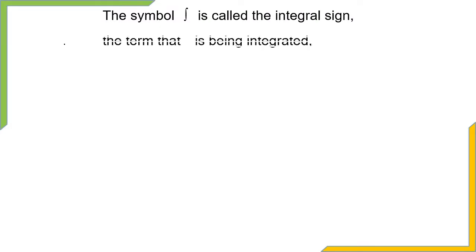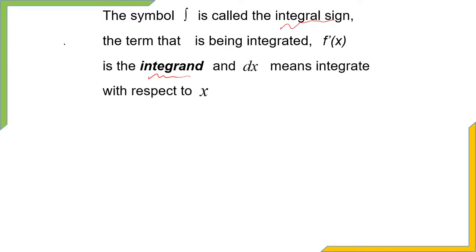Okay, the symbol integral is called the integral sign. The term that is being integrated, which is f prime x, is the integrand. So we have the integral sign, the integrand, and dx means integrate with respect to x. It is the same way we pronounce differentiation: with respect to x, with respect to y, with respect to z, and so on.